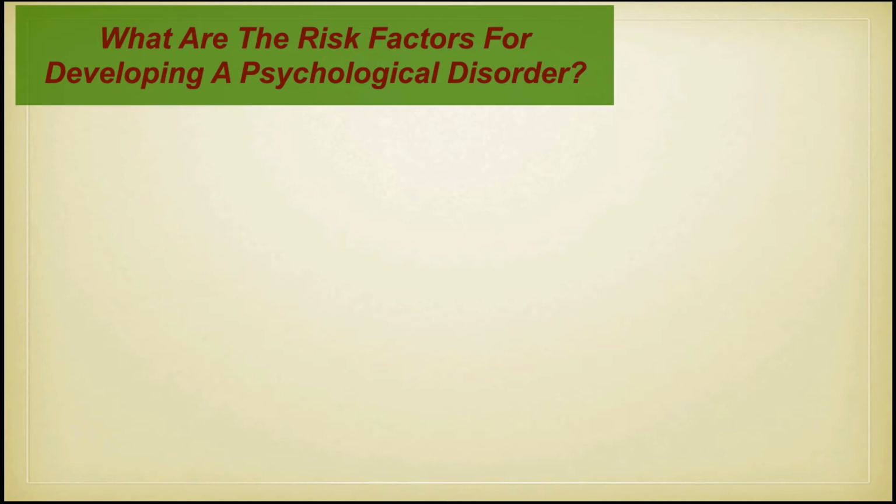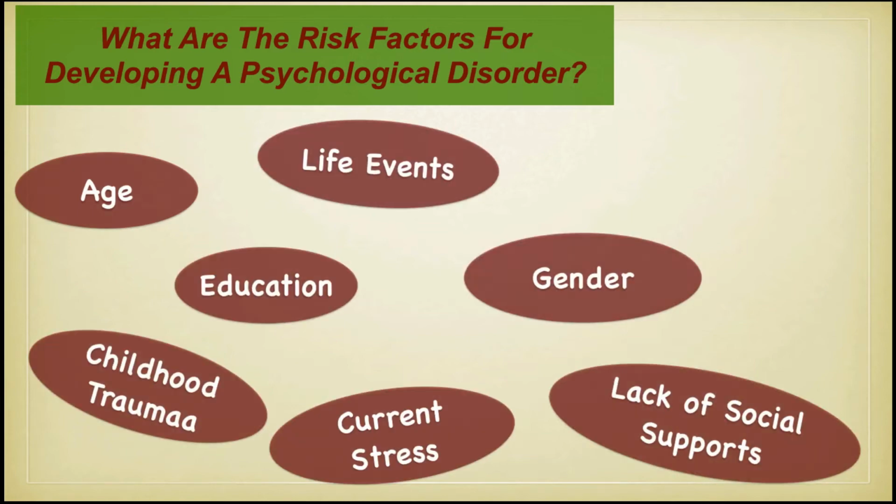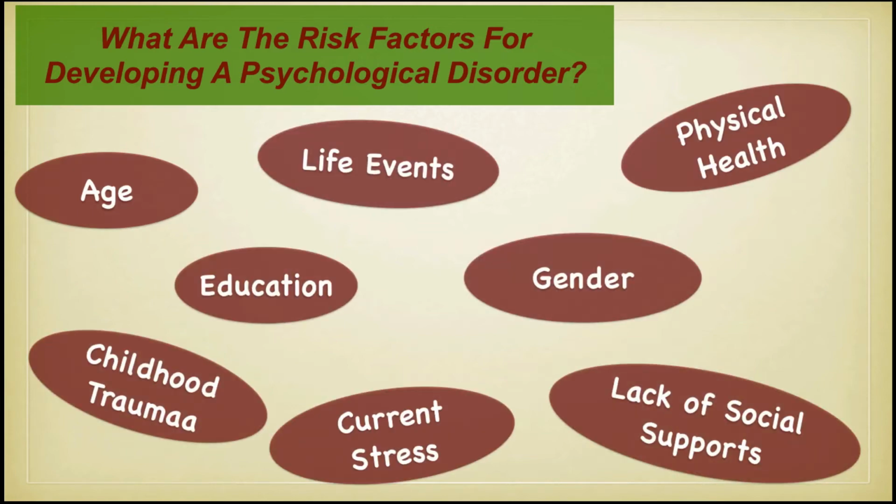When we consider the risk factors in a major Canadian study on psychological health, Stevens, Dahlberg, and Julbert determined that the risk factors can include age, education, childhood trauma, current stresses, life events, social supports, gender, and physical health. These are all different risk factors.